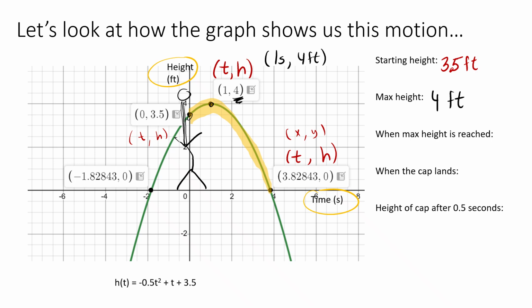When is the maximum height reached? So I said earlier, you've got these 2 different questions that both require you to look at the vertex. One of them is what is the maximum height? That's going to be the y coordinate. And when is the maximum height reached? So how long did it take to get up there? That's going to be our x coordinate, and that will be 1 second. So 1 second after leaving your hand, it reaches its maximum height.